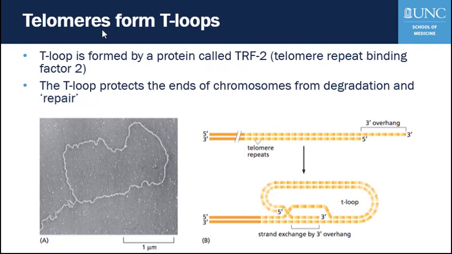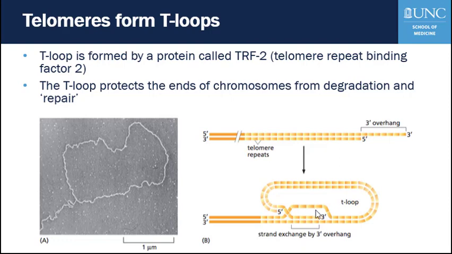So when telomeres are viewed by electron microscopy, structures known as T-loops can be seen. And this loop is where a single-stranded tail at the end of the telomere is looping back and inserts itself into the region of the double helix. So here's our single-stranded tail, which is wrapping around and inserting itself into the double helix.